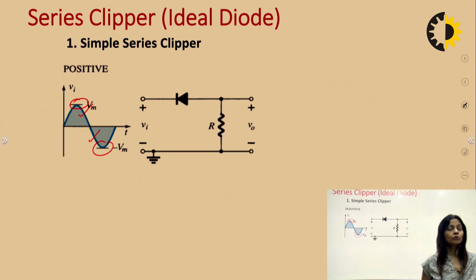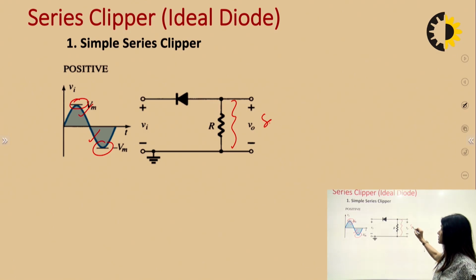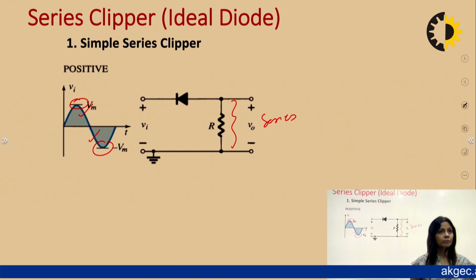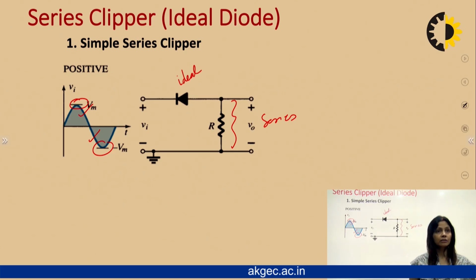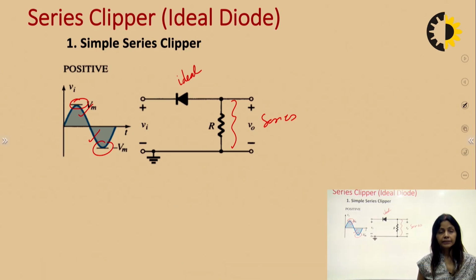How will you find out whether it is a series clipper circuit or a parallel clipper circuit? When the output voltage VO is asked across the resistance, it is series. Always remember this particular point. And this is the diode, and since it has not been mentioned in the question whether the diode is silicon or germanium, you can consider it as an ideal diode. When the diode is forward biased, it behaves as a short circuit, and when the diode is reverse biased, it behaves as an open circuit.